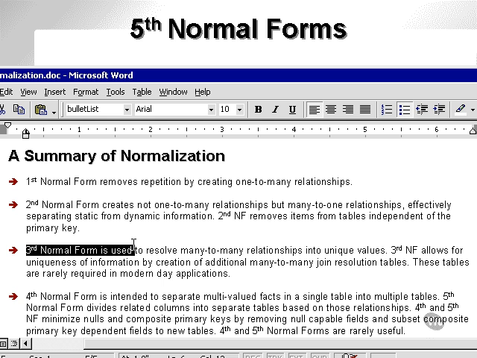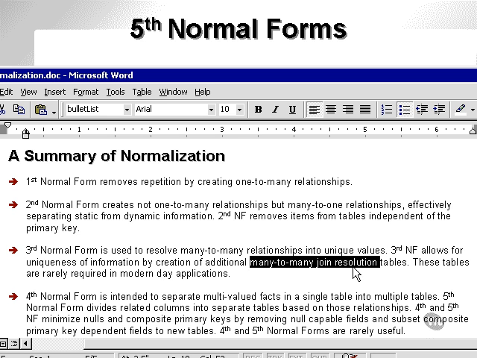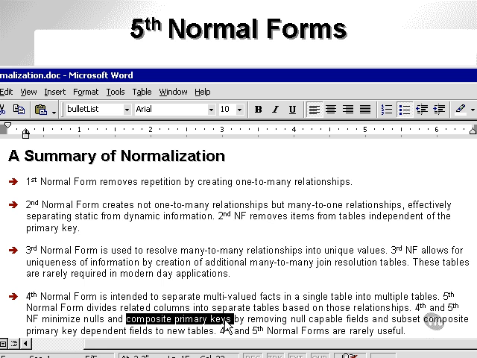Third normal form is used to resolve many-to-many relationships into unique values, effectively creating many-to-many join resolution entities. Fourth normal form, as I understand it, is used to minimize nulls. And fifth normal form is used to reduce the number of composite keys. That's normalization.